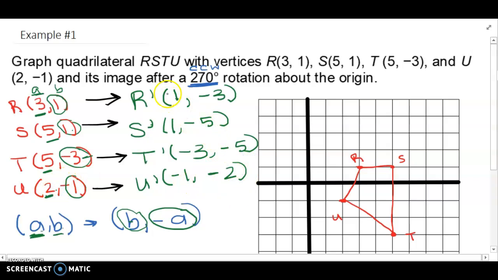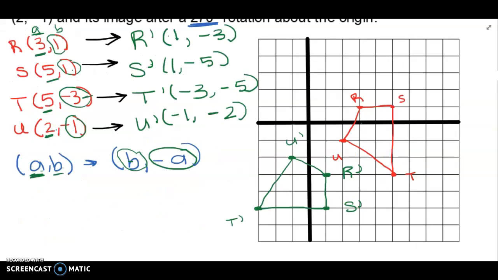Okay, and now that I have the coordinates of my R prime, S prime, T prime, U prime, all I have to do is plot it. So after you plot the points and then connect them, it should look something like this. Now I want you to notice that from our original to this, they are congruent figures. They've just been kind of misplaced and they've been turned, but the shape of them doesn't change.